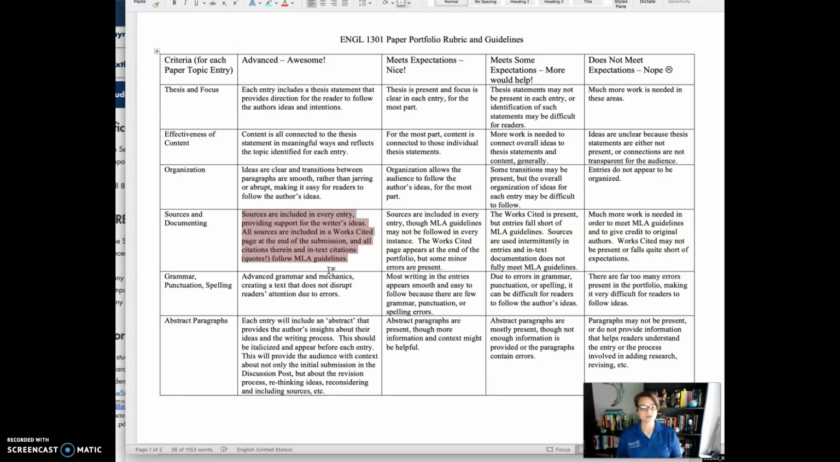But for each of those entries, you need to use sources to support your ideas, okay? So your sources are included in those entries, and then those sources are also appearing in a works cited page at the end, following MLA guidelines, right? I'm going to push you to use quotes, right?